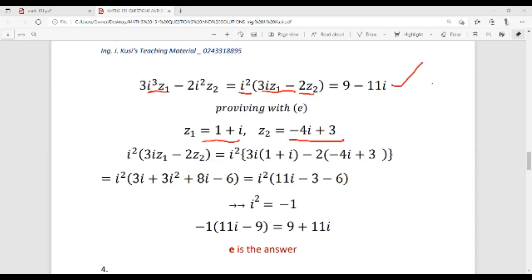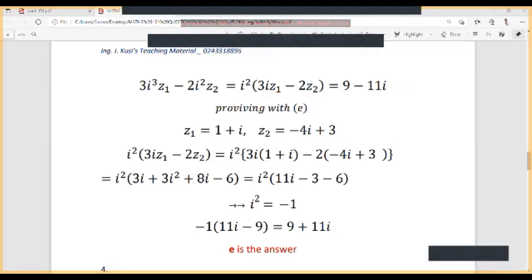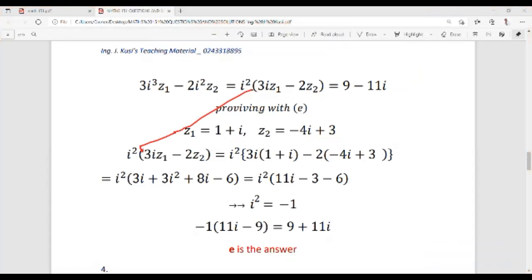So now, when you come here, all that I've done is that I have brought this thing to this side. That is all that I've done. So now, the factorization, so i squared. So in place of Z1, I'm going to put this one there. So that is this. Yeah. So in place of Z2, I'm going to put this one here.